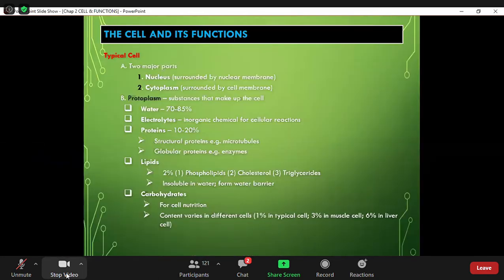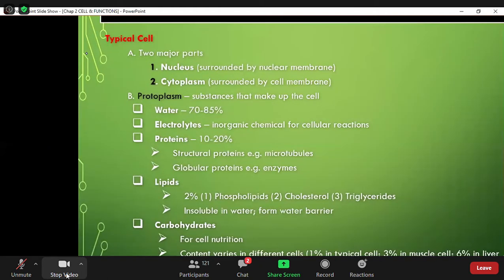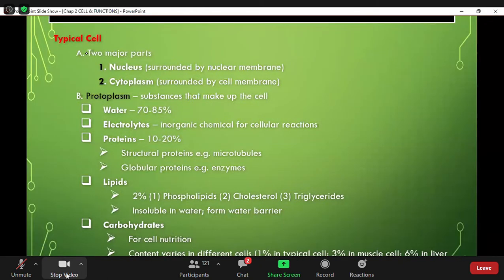So the two major parts are your nucleus and the cytoplasm, surrounded by cell membranes. Even the nucleus is still surrounded by nuclear membrane. The protoplasm, they are the substances that make up the cell.